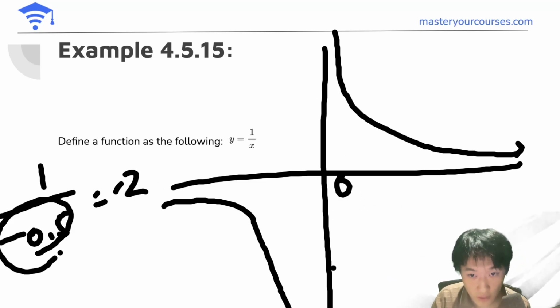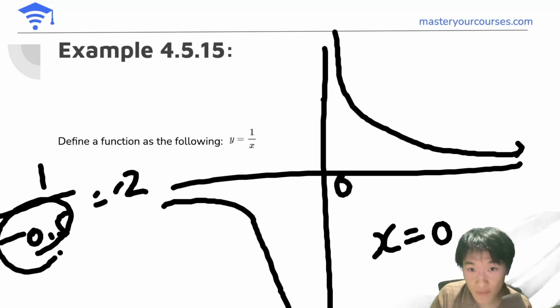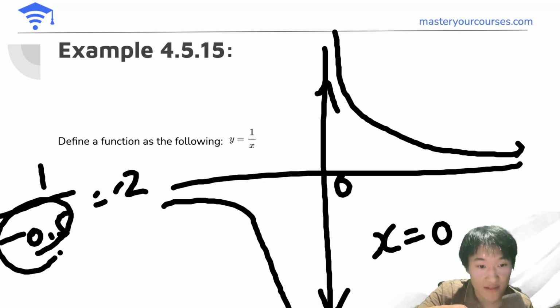So what's the vertical asymptote? Well, it's exactly at the origin. X is equal to 0. That's the vertical asymptote. That's just the y-axis. The y-axis is the vertical asymptote in this case.